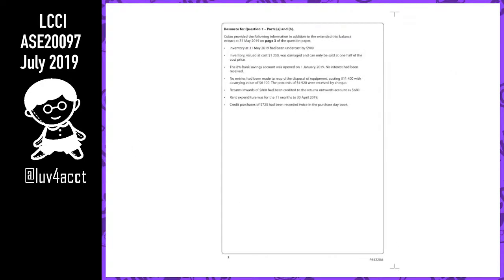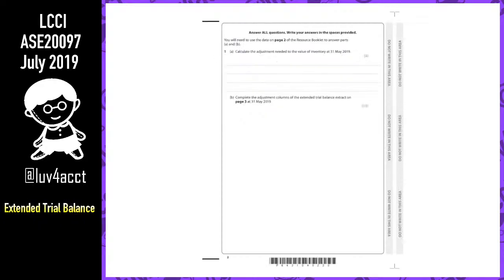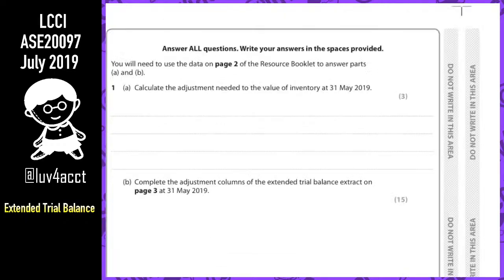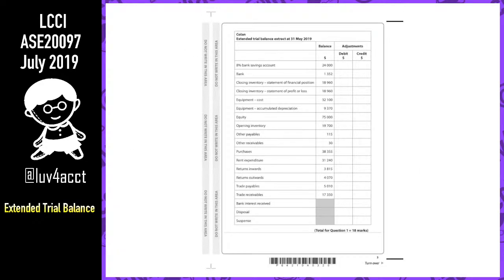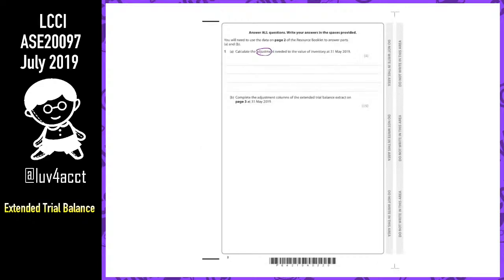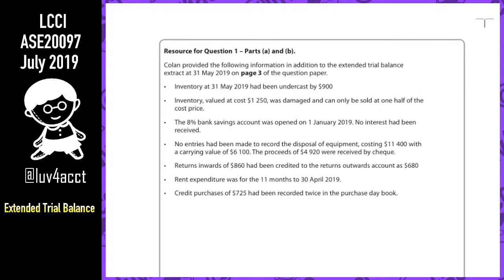Let's start. First question, extended trial balance. We have 7 items, and then calculate the adjustment to the value of inventory, and then 15 marks for the extended trial balance. Total 18 for the first question. Let us start. Colon provided the following information in addition to the extended trial balance extract.